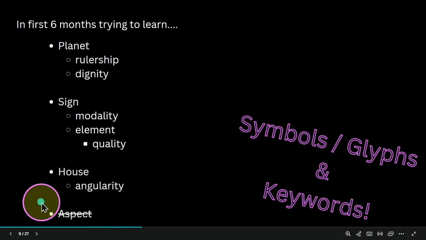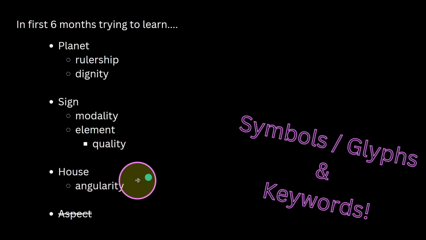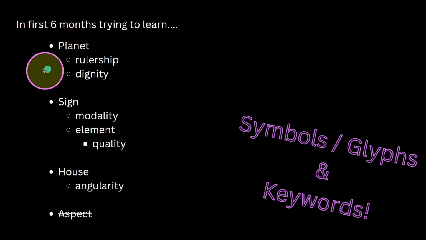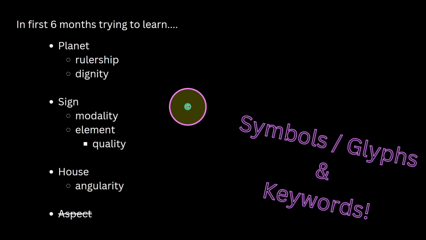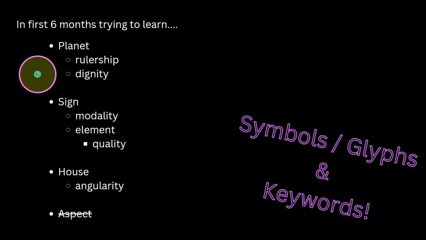So I cross out aspects because I feel like that is not a basic concept. I feel like there's enough basics to get along with just trying to really get an in-depth knowledge of planets, signs, and houses. Aspects make it more dynamic. Just focusing on one planet in a sign and a house is going to give you a lot of information that you need to really work through. And then it's going to aspect some other planet in a sign and a house.